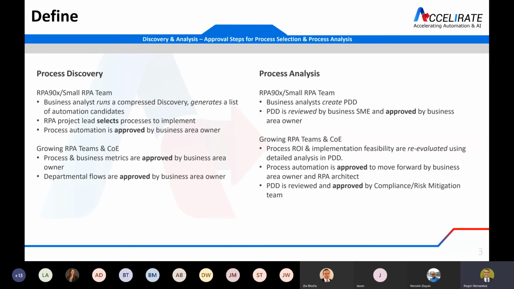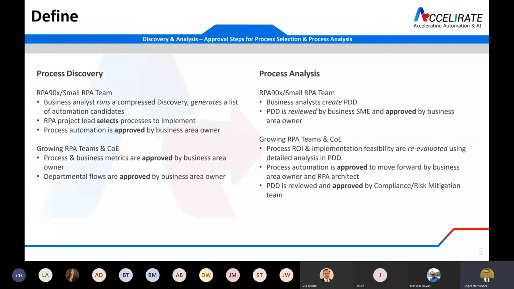As your team grows, there's a little bit more involved approval process because the actual process and business metrics being used are also approved. They need an approval step. And as you're doing a large-scale discovery, you're potentially doing departmental or cross-departmental flows, and those also need to be approved by the appropriate level of the business.